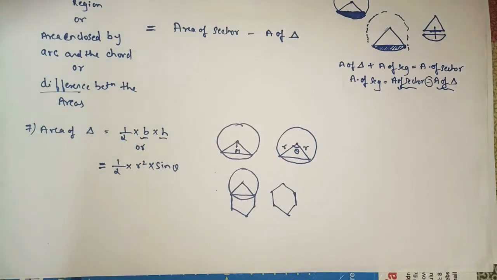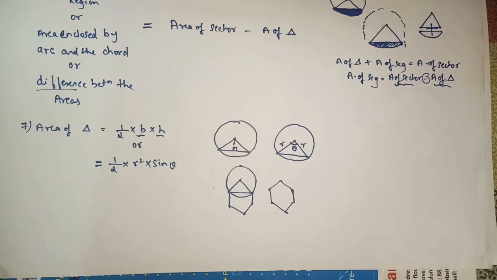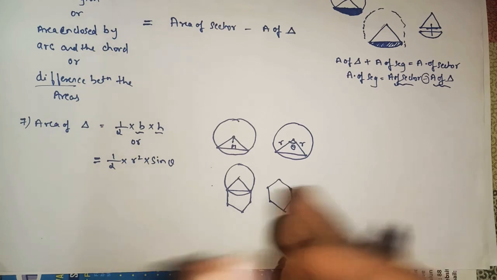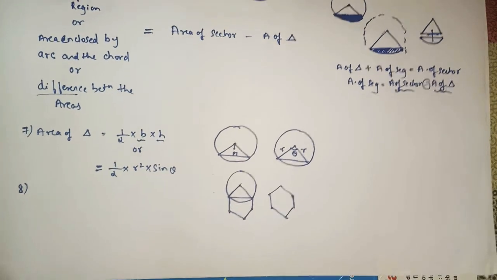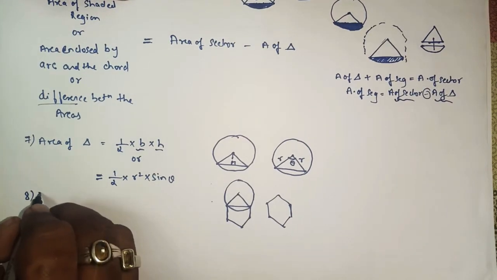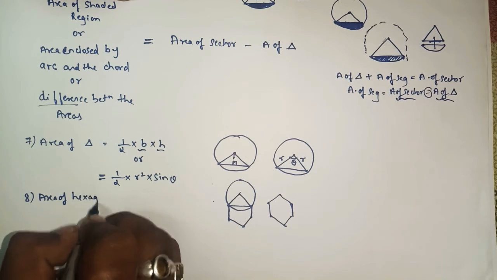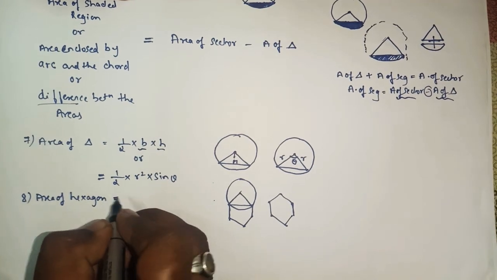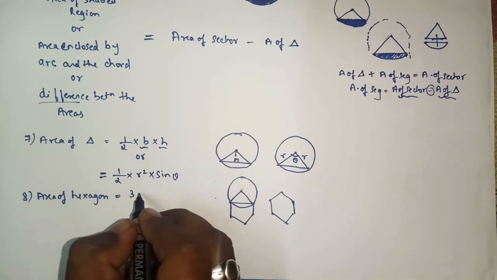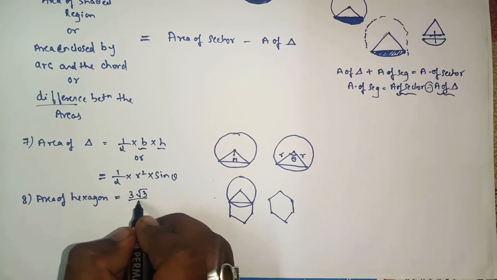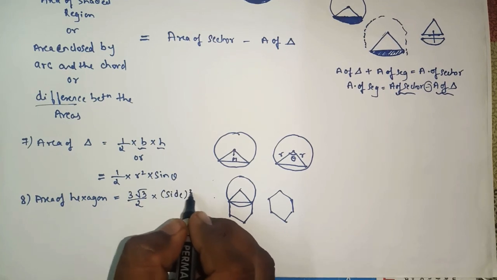Having six sides, that means it is a hexagon. So whenever there are sums in the exercise based on hexagon, we'll take this as formula number 8. So the area of hexagon is 3 root 3 upon 2 into side square.